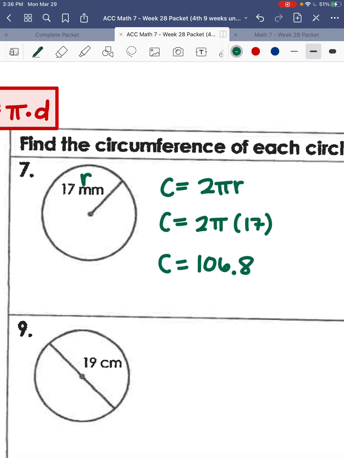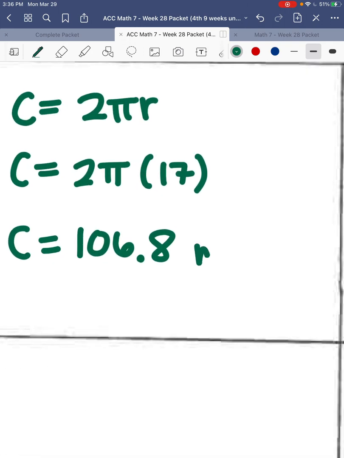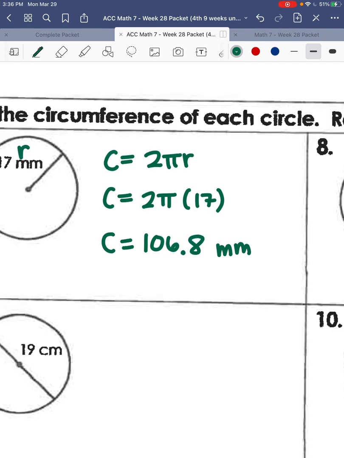And don't forget your units. Our unit is millimeters. Now, this is not an area, so our unit does not need to be squared. Remember, circumference kind of corresponds to the perimeter, but it's of a circle. Okay, so it's the distance all the way around.